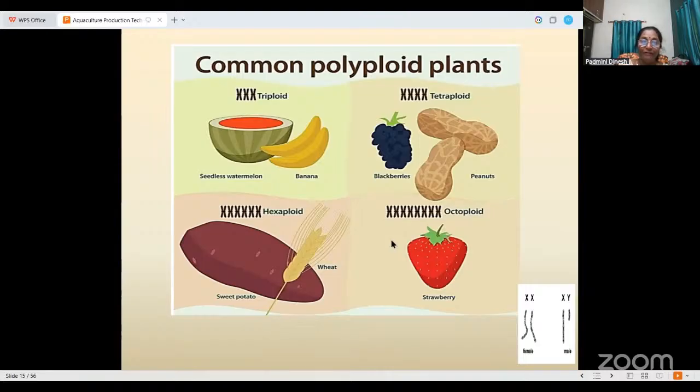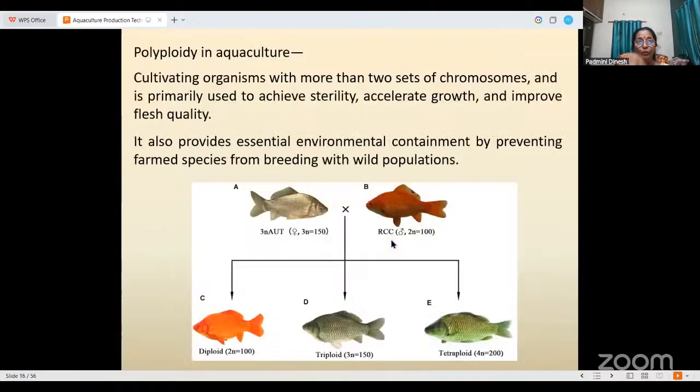The same way we have also done with the fishes. So this is what I'm talking about. Now you will understand why polyploidy in aquaculture. So here, what a scientist did was, they took two fishes, and they named them different names. You don't have to worry about the names. So this is a 3N AUT, and that is an RCC. This 3N AUT is triploid with 150 chromosomes, and RCC is diploid with 100.